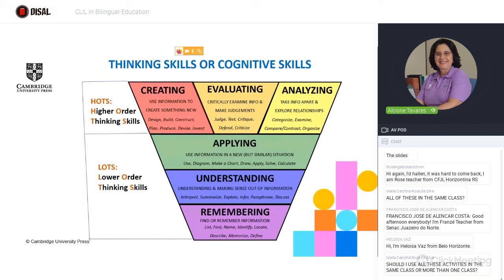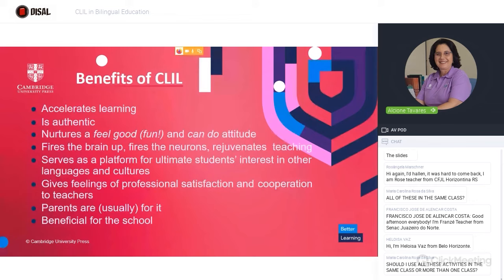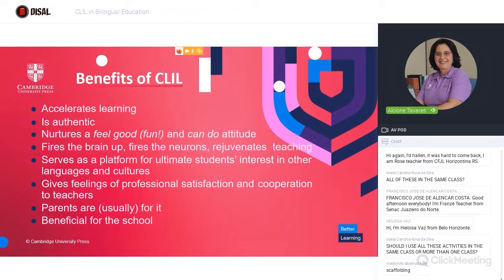Some benefits of CLIL. It accelerates learning, is authentic, nurtures a feel-good, fun and can-do attitude, fires the brain up, fires the neurons, rejuvenates teaching, serves as a platform for students' interest in other languages and cultures, gives feelings of professional satisfaction and cooperation to teachers. Parents are usually for it, not against it.